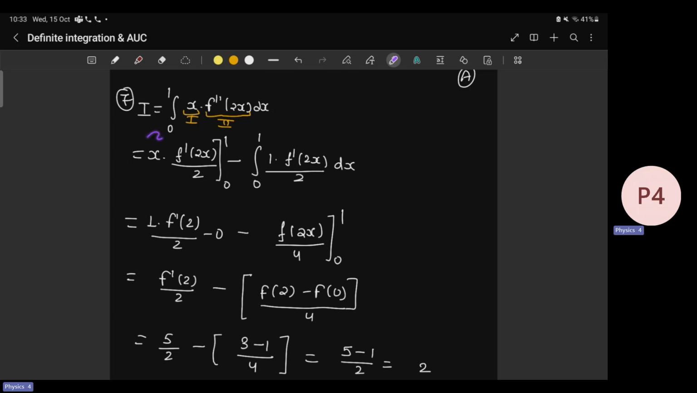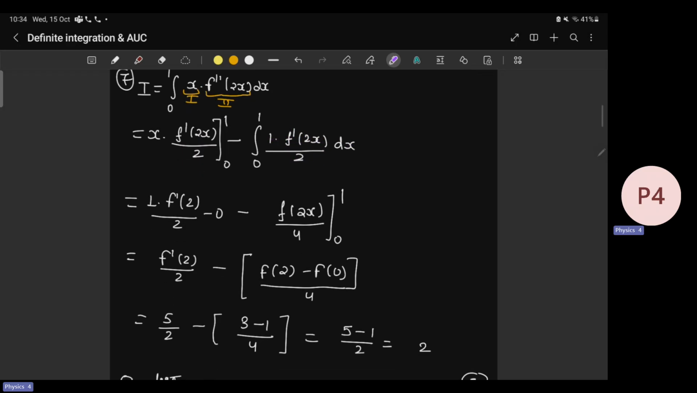So suppose I is equal to integration 0 to 1 of x f double dash 2x dx. If we integrate this using integration by parts, x is the first function and f double dash is the second function. So first into integration of second. Integration of this is f dash 2x upon 2. Put the limits 0 to 1, minus integration of differentiation of first, the differentiation of x is 1, into integration of second, that is f dash 2x upon 2 dx.